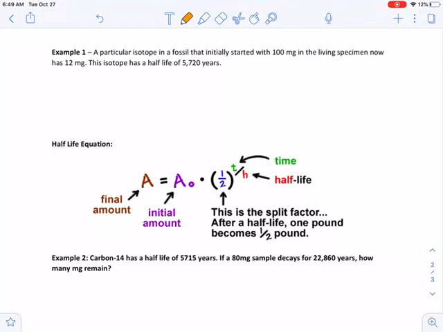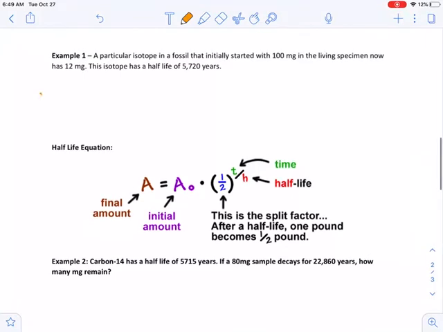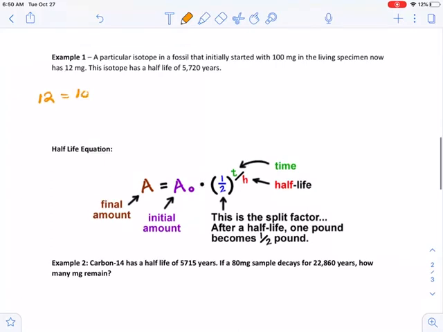So in this case, I'm going to say, okay, I know I've got 12 milligrams of this isotope, started with 100, and this is a half-life equation, so I've got that half, and then this is going to be T divided by 5,720, because that is the half-life of my substance. And now what I have to do is solve this equation for T.